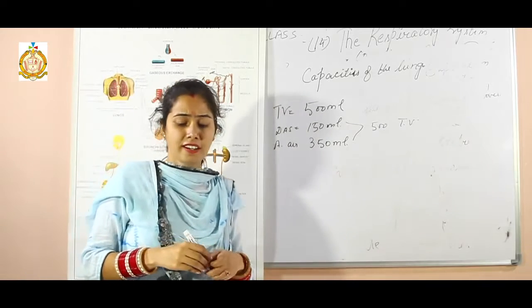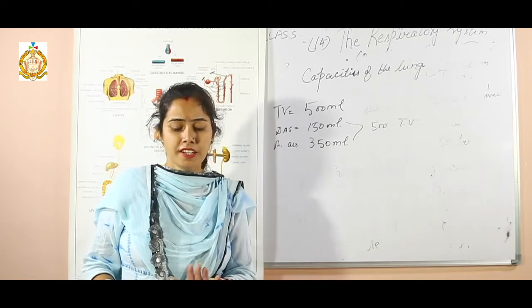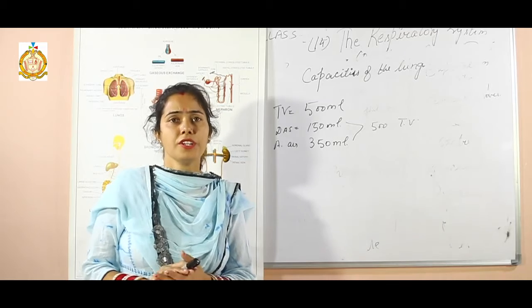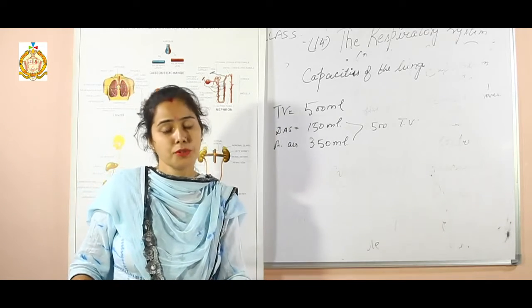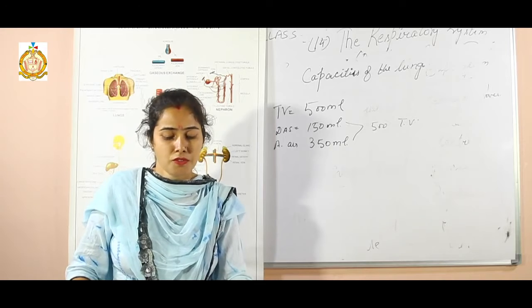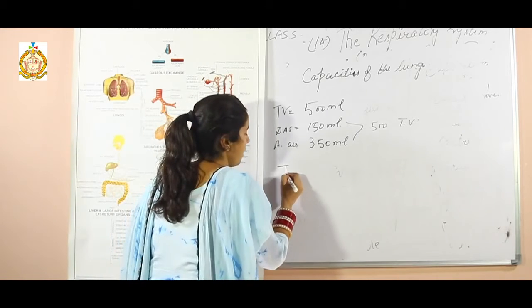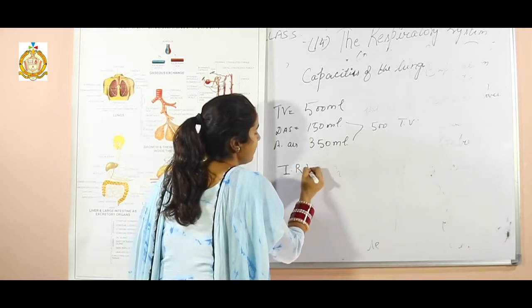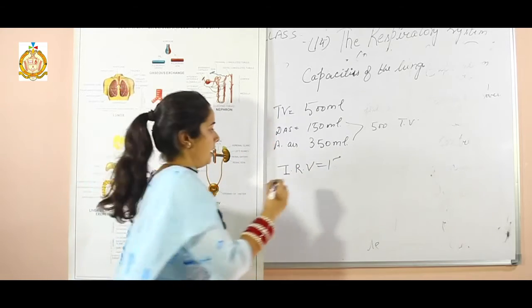The second one is inspiratory reserve volume. It is the air that can be drawn in forcibly over and above the tidal air, known as inspiratory reserve volume, and the value is 3000 ml.